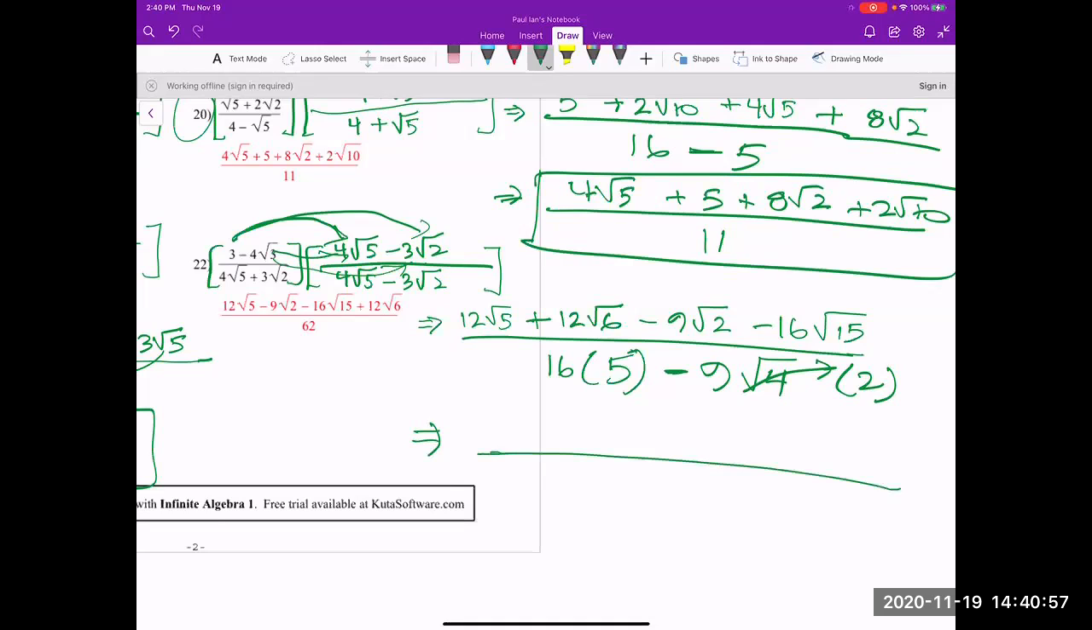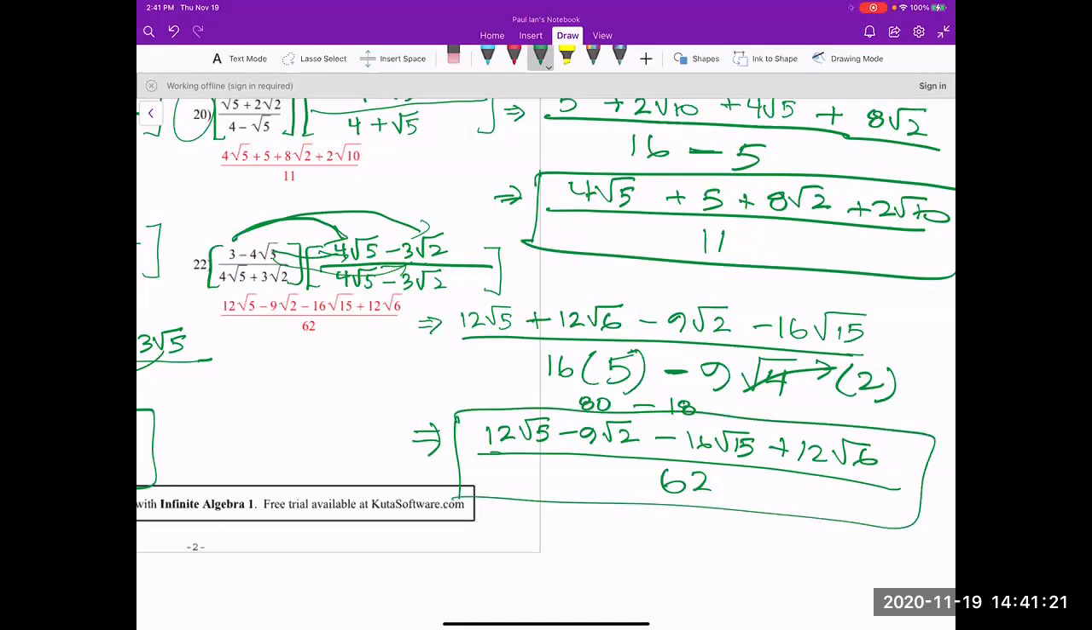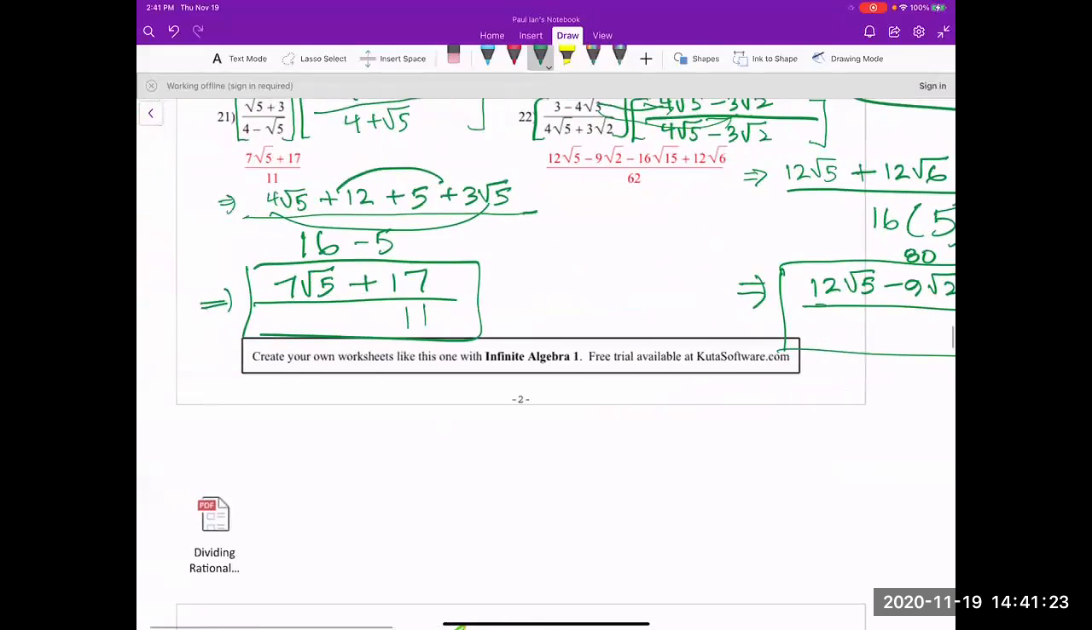All right, let's see if we can simplify these. The top I think is good enough. The bottom: you have 16 times 5, which is 80, right? Yeah. Minus 18. So what is that? 62. And then let's rearrange the top the way they have it, and plus 12 root 6. And that's it, really. Okay, I think that's it for those.